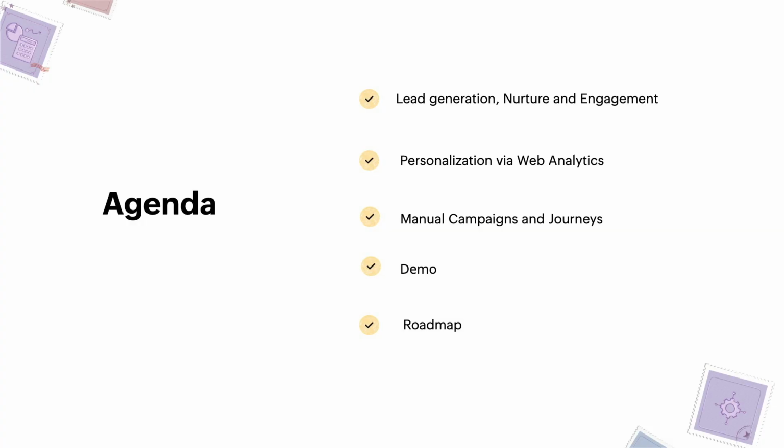Now, today's agenda for Zoho Marketing Automation. So we'll discuss how to generate leads using marketing automation, the personalization via web analytics, and how manual campaigns and the automated journeys will work for your marketing efforts. A quick demo on these manual campaigns and journeys, and the roadmap. So very interesting, right? The roadmap, to know what are the upcoming features coming in Zoho Marketing Automation.